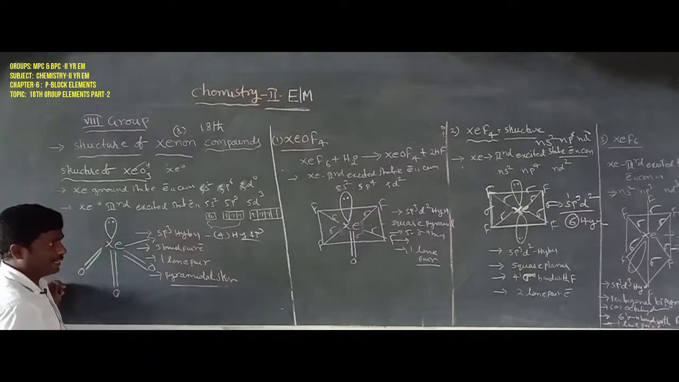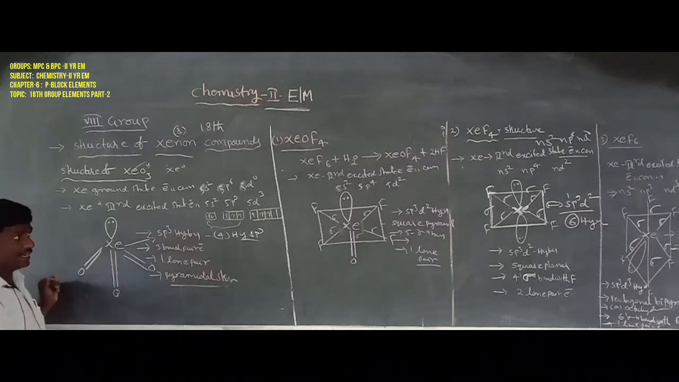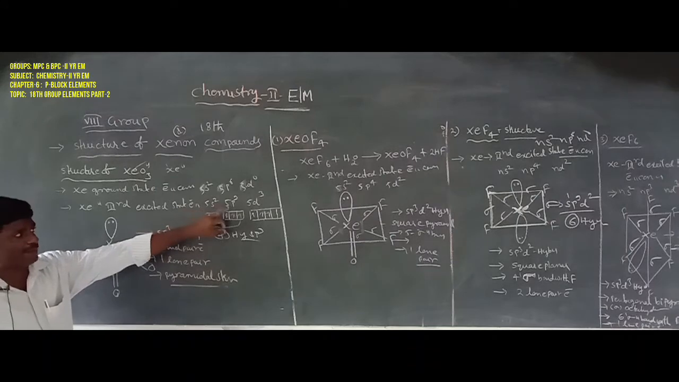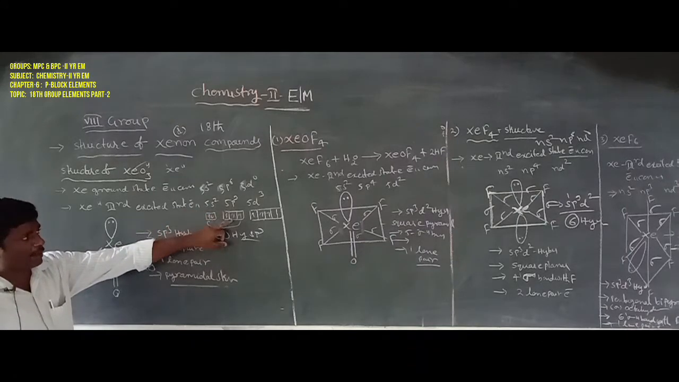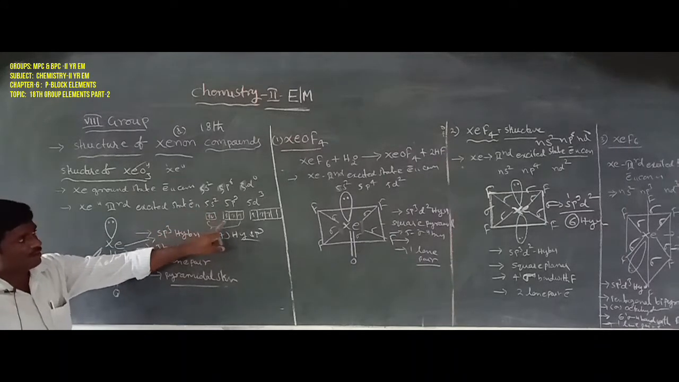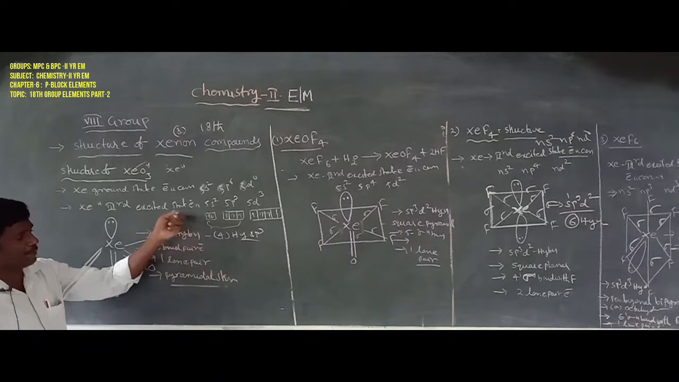4 sp3 hybrid orbitals. Of these, 3 are bond pair electrons and 1 is the lone pair electron. In the central metal atom of the xenon compound, the third excited electron configuration is 5s2, 5p3. Here 3 are bond pair electrons, 1 is the lone pair electron, and 4 is the sp3 hybrid orbital.